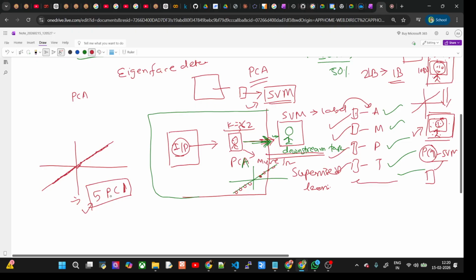This point will come at the end of this week 2.5 lecture, and then you will understand what we have to do for the PCA, because the PCA algorithm is not what you implement alone in your product. It comes along with another supervised learning algorithm. That's the reason I'm explaining this part. Okay.